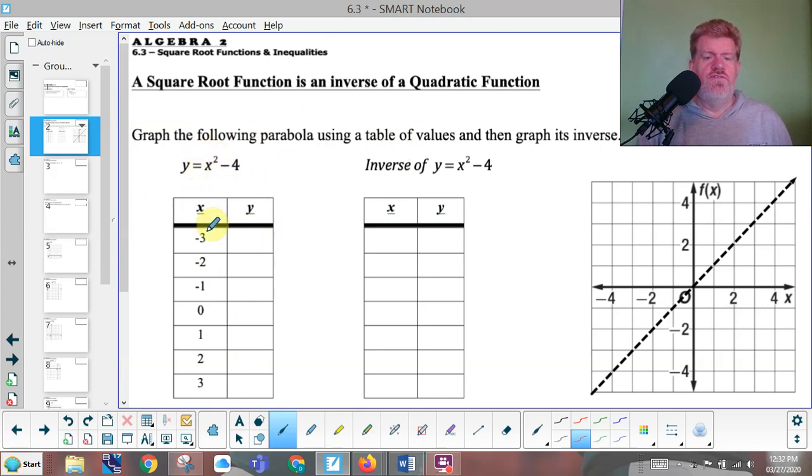If I put in negative 3, negative 3 squared is 9, and 9 minus 4 is 5. Negative 2 squared is 4, 4 minus 4 is 0. Negative 1 squared is 1, 1 minus 4, and so on down the line. 0 squared is 0, 0 minus 4. Since we're squaring it, negatives and positives become the same. 1 squared is 1, 1 minus 4. You can see that repeated pattern with the parabola because it is symmetrical. Our vertex will be here at 0, negative 4.